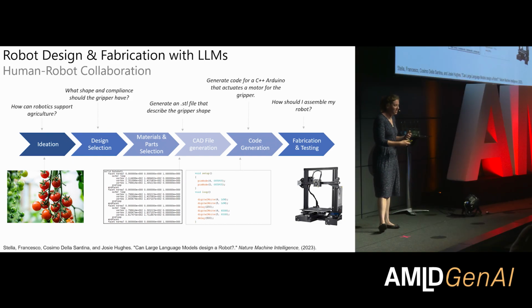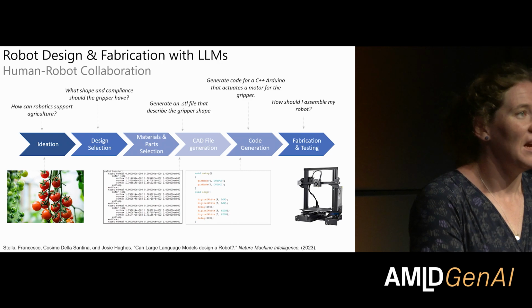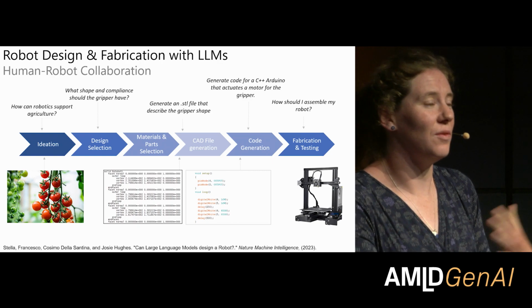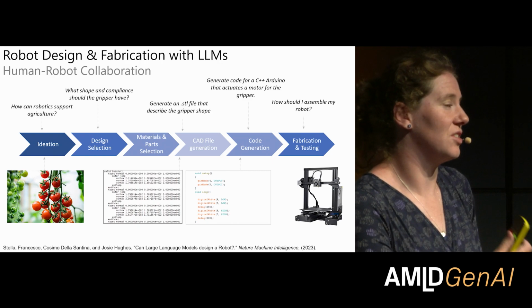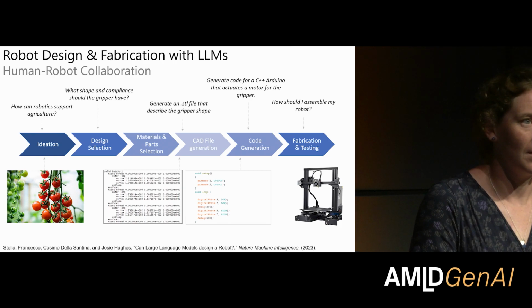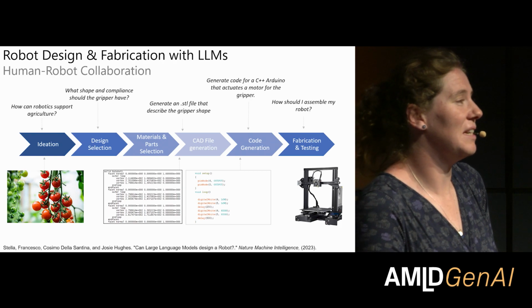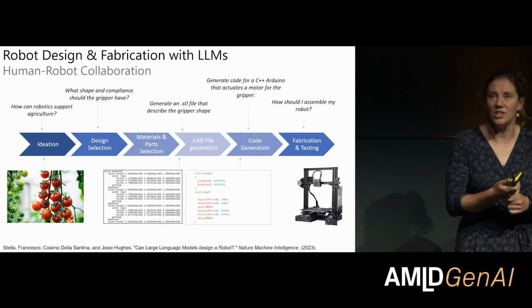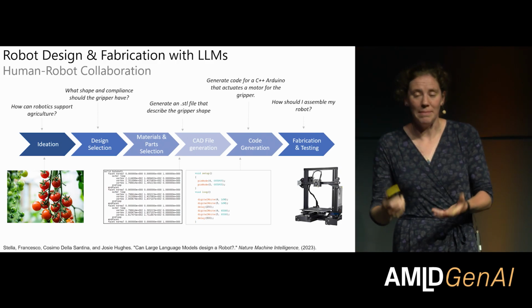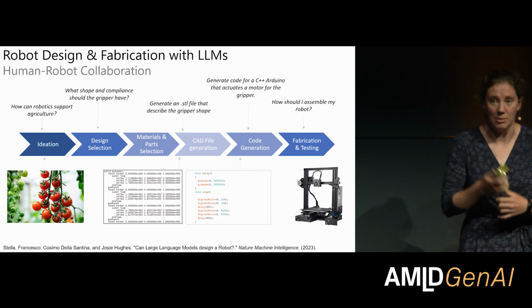So we started with questions, the engineer talking with the AI: how can robotics support agriculture? Looking at design selection, we used the LLM to help identify or predict what would be good materials and parts. And the nice thing about this is the human could have a conversation and use that conversation to guide the discussion. In addition to this, we could use the ability to generate language to create designs that can be rapidly turned into fabrication or systems.